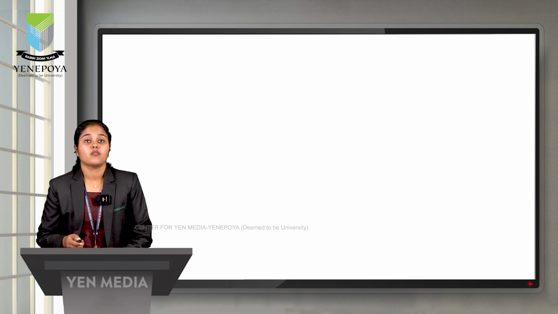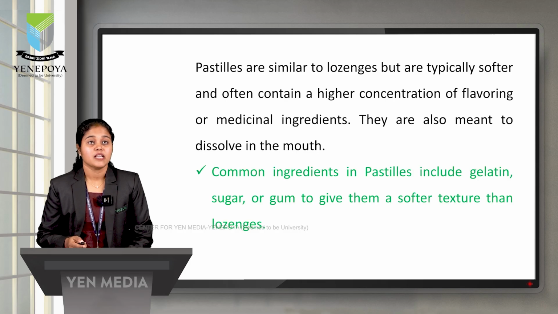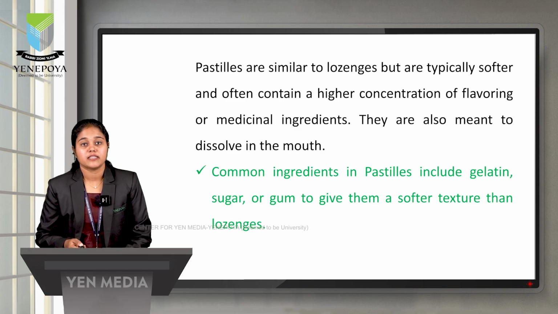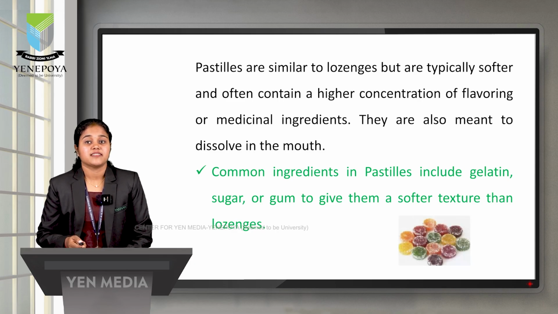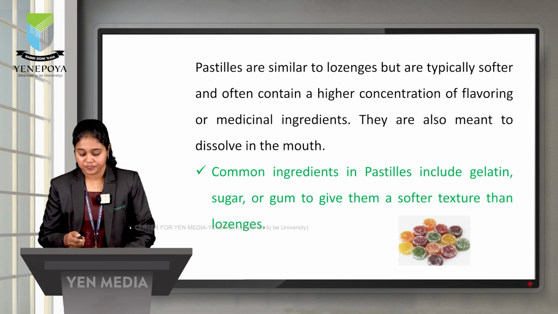The next is what are pastilles. Pastilles are similar to lozenges, but are typically softer than lozenges and often contain a higher concentration of flavoring or medicinal ingredient. They are also meant to dissolve in the mouth, but they are softer than lozenges. Common ingredients in pastilles include gelatin, sugar or gum to give a softer texture than lozenges.